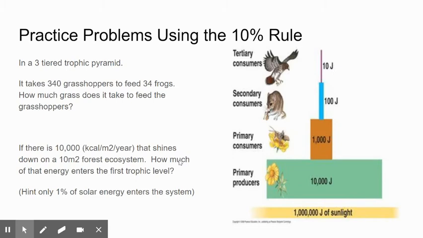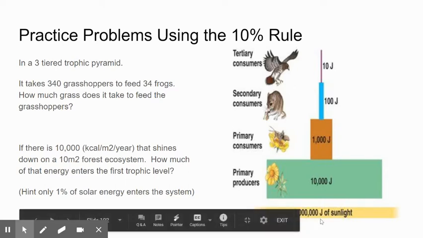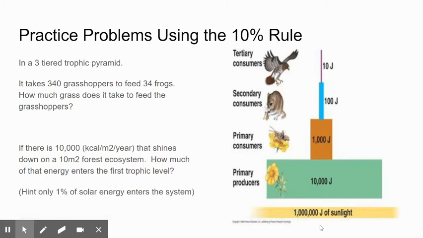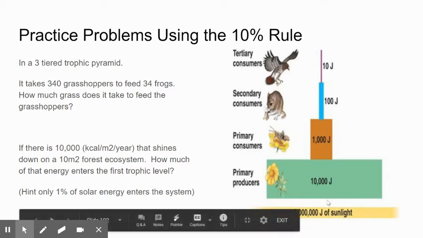So let's look at a practice problem using the 10% rule. Once again, we're just moving. This is a great slide because it's going to show you exactly how many joules of sunlight are coming from the sun, and how much is captured into this first trophic level. Here I would move the decimal over twice because it's only 1%. So I only have 10,000 joules of energy, and then we just move it 1 each subsequent level.